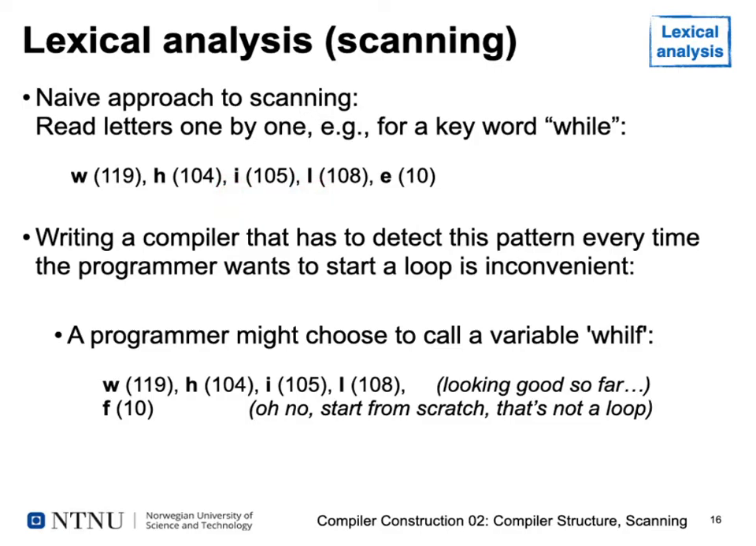Okay. And now finally we need an E, but oh no, the programmer has decided to call a variable wilf. So it's not a while. It's wilf, and this is something else. It's not a control statement of our language. It's just maybe a variable name. So it's not a loop. So we have to go back to the start, to the first W, and start from scratch because our assumption that maybe a loop was coming was wrong. And this can be done, but this is lots of overhead. So we want to somehow avoid this overhead and do it in a more intelligent way.